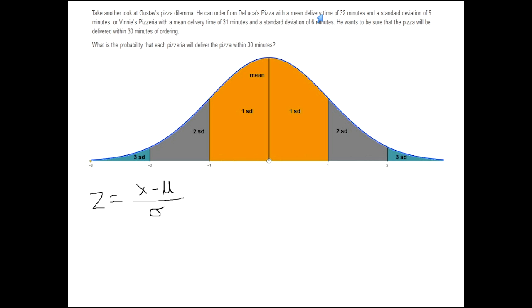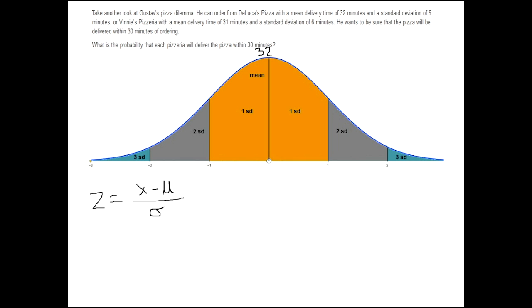Well, let's run through this scenario first. Let's just focus on DeLucas, because we'll end up doing this twice. DeLucas says, hey, our average time is 32 minutes. Well, already I'm concerned, right? I'm like, wait a minute. Your average is 32? The reason I'm concerned is because half the data is to the left, half the data is to the right, which means I've got a 50% chance, because it's 50-50, of getting it in 32 minutes. I've got less than that, because I want 30 minutes.